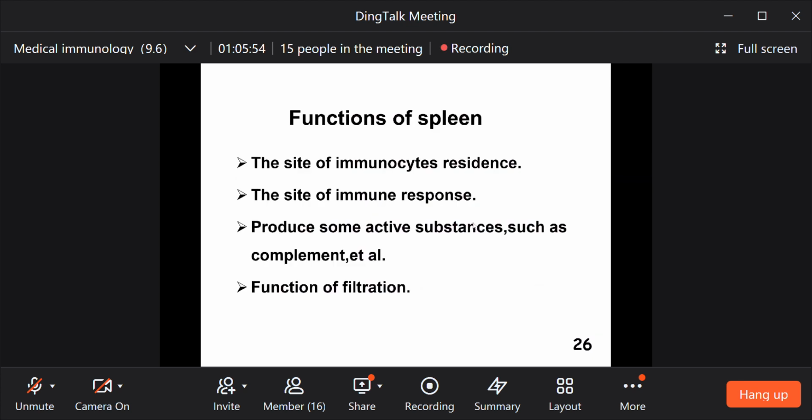So the function of the spleen is the site of hemocyte residence and the site of immune response, and it produces active substances such as complement. Another function is filtration, filtering the blood. So this is the spleen function.